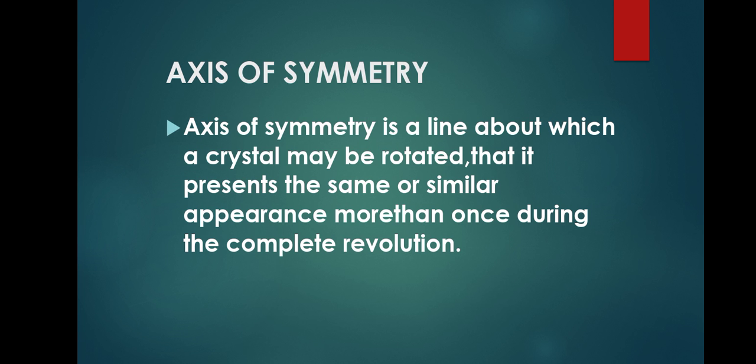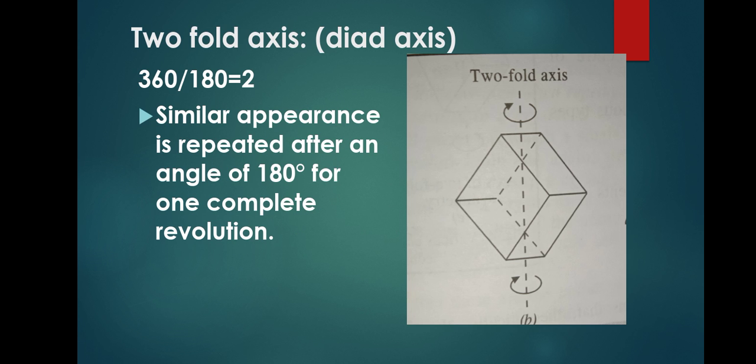Then the second one, axis of symmetry. Axis of symmetry is the line about which a crystal may be rotated such that it presents the same or similar appearance more than once during one complete revolution, which means within one 360-degree rotation you will get the same appearance more than once.